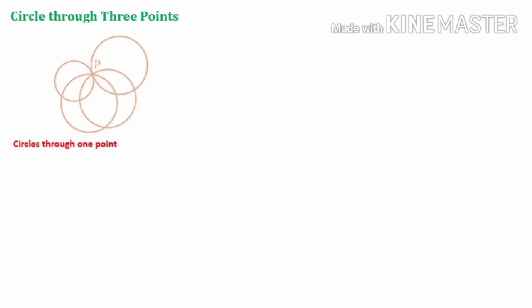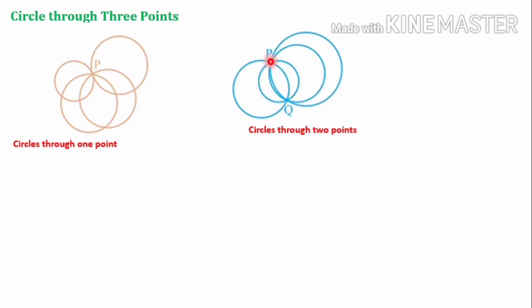And next one, if 2 points are given to you, how many circles will you be able to draw passing through these 2 given points? Here also in the diagram, 2 points P and Q are given to you. Like the previous one, you can draw as many circles as you want passing through these 2 points P and Q. There are infinitely many circles you can draw passing through P and Q.